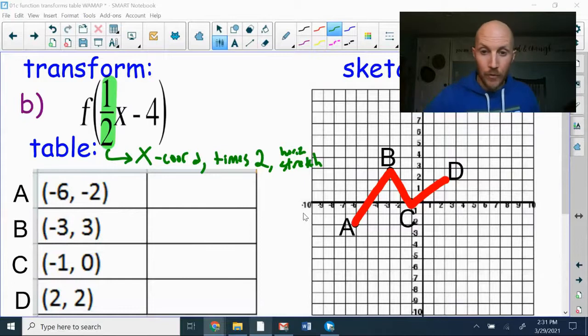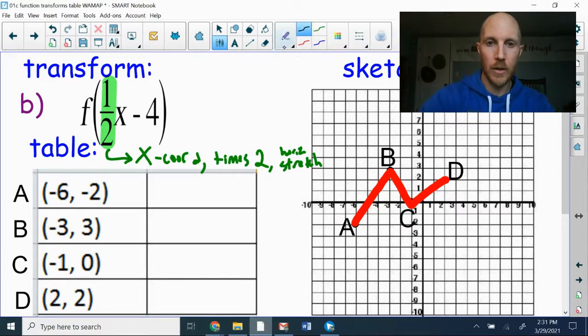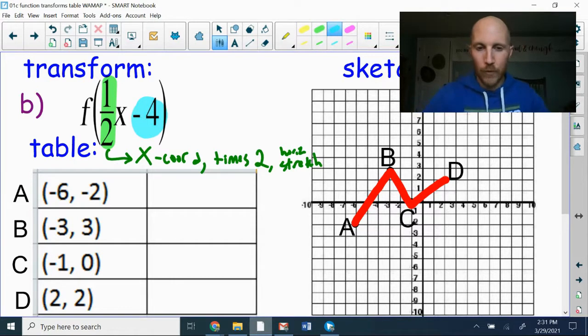All right, so let's bring that information back to our problem here. This green 1/2 is going to affect the x coordinate only. It's a transformation on the x coordinate. We see that's inside the parentheses. I'm going to take the reciprocal of a half, which is 2. So I'll be multiplying those x coordinates times 2. And the effect I will see on the graph is going to be a horizontal stretch. The other transformation is this -4.